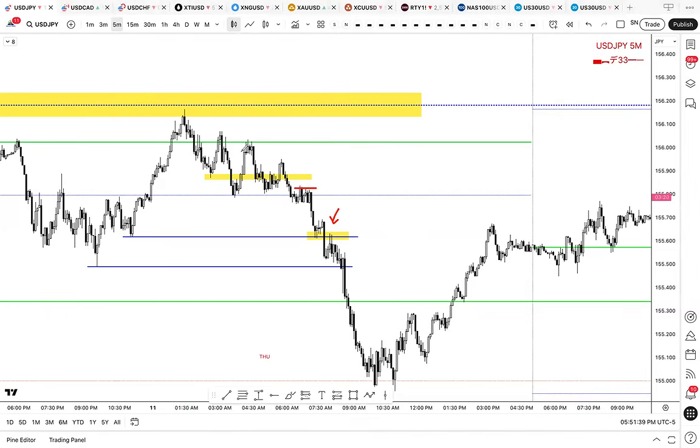Breakout pullback. Double tops, double bottoms, head and shoulders. How do you trade these? You can trade the edge. You can trade the breakout. You can trade the pullback. You can trade the retest. You can trade the breakout.